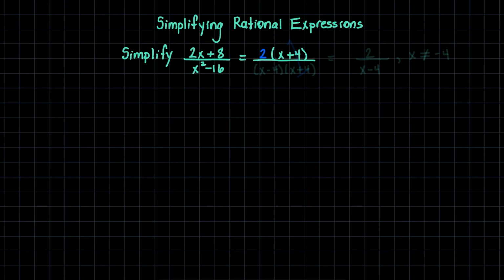The bottom is a difference of 2 squares. X squared is a perfect square. 16 is a perfect square, and they're subtracted. And that factors to x minus 4, x plus 4. Both the numerator and denominator have a common factor of x plus 4, so they simplify to 1. We're left with 2 over x minus 4, acknowledging that x cannot equal -4, because -4 would have made the denominator 0 before the common factors simplified to 1.